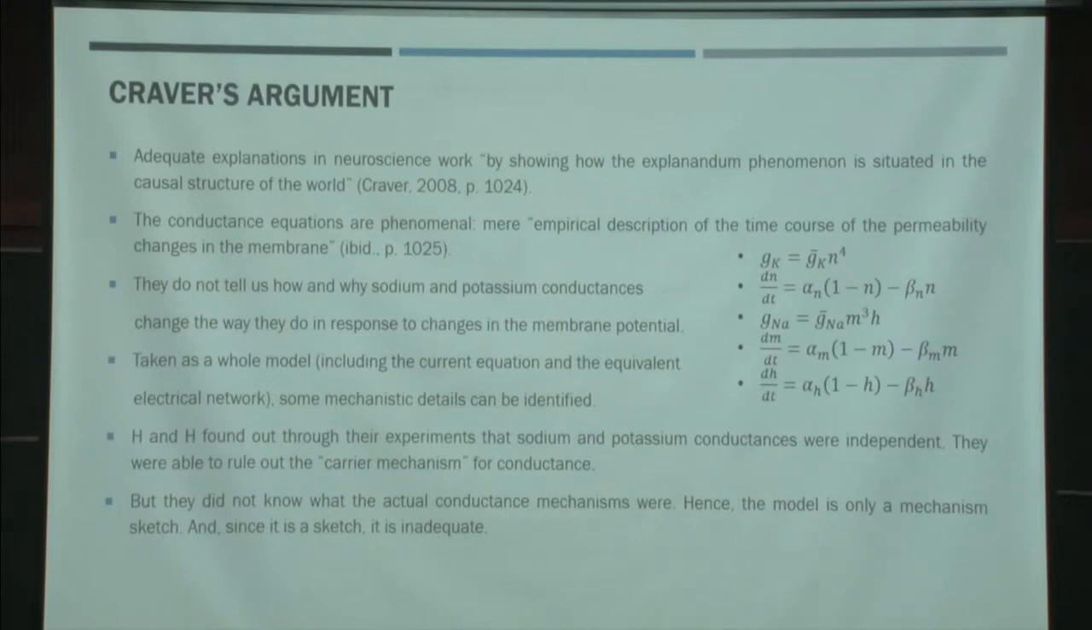But still, taken as a whole, within that model, Hodgkin and Huxley had some basic ideas. They knew that the sodium conductance mechanism and the potassium conductance mechanism were independent. They didn't depend on each other. They were also able to rule out certain other hypotheses regarding how the ions were transported from inside to outside and outside to inside. They were able to rule out the carrier mechanism, according to which there were carrier particles that transported the ions from one end to the other. So they had some idea of the mechanistic details involved in the phenomenon. So we can say that they have some inadequate idea of the explanation. That's why Craver says it's a mechanism sketch, and it's an inadequate sketch.